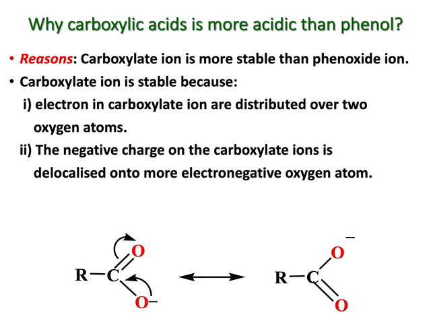So why is carboxylic acid more acidic compared to phenol? The reason is that carboxylic acid can dissociate to form the carboxylate ion, which is more stable compared to the phenoxide ion. So why is the carboxylate ion more stable? First, because the electron in the carboxylate ion is distributed over two oxygen atoms. Number 2, because it is delocalized onto the more electronegative oxygen atom.